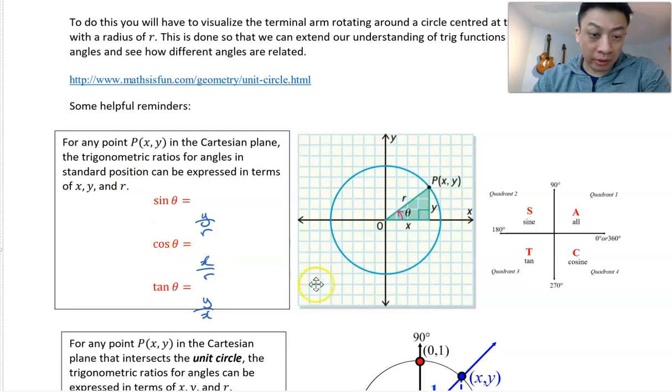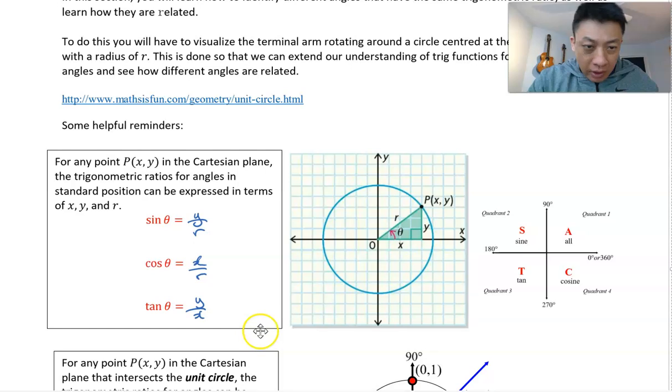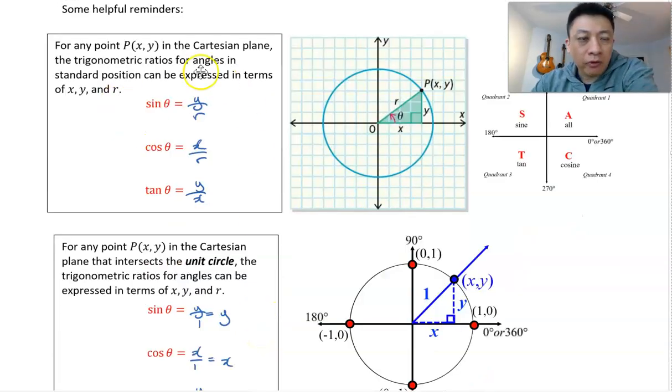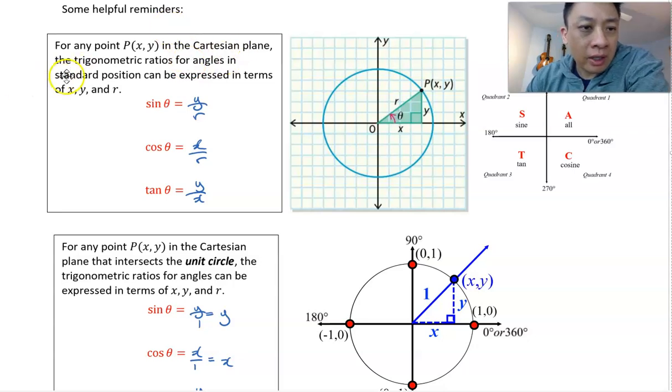So some helpful reminders. Before I did that little jump there, let's see if I can reset this. There we go. For any point P(x, y), right, in the Cartesian plane, the trig ratios for angles in standard position can be expressed in terms of x, y, and r. R, as we discussed in the previous lesson, is the hypotenuse, right? And it's always going to be positive.